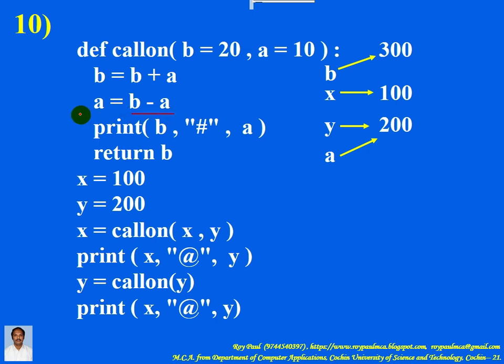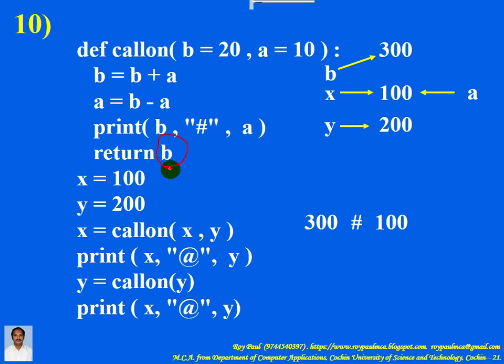B minus A is assigned to A. So what is B minus A? B is 300, A is 200, 300 minus 200, 100. So A is pointing to this 100. You need to cancel this and A is pointing to this 100. Again, print B. So what is B? 300. In the computer's monitor you get 300 followed by hash followed by A.